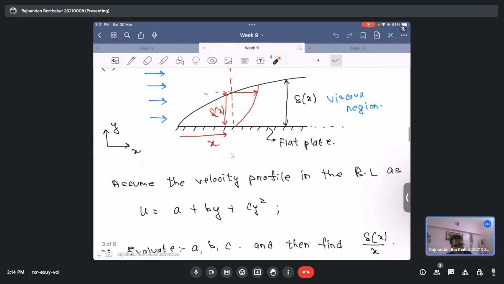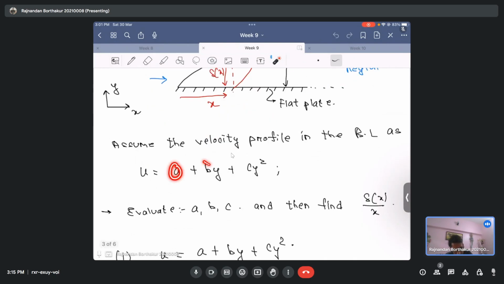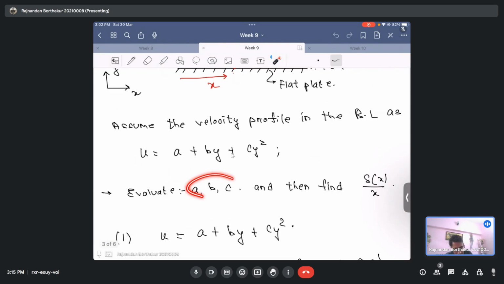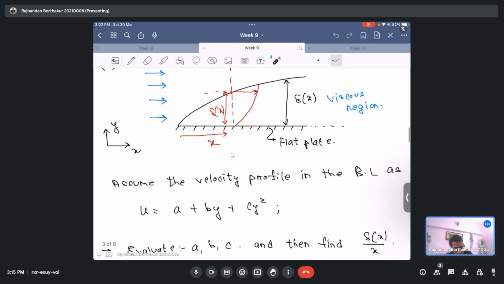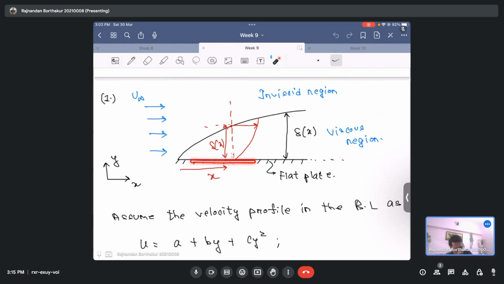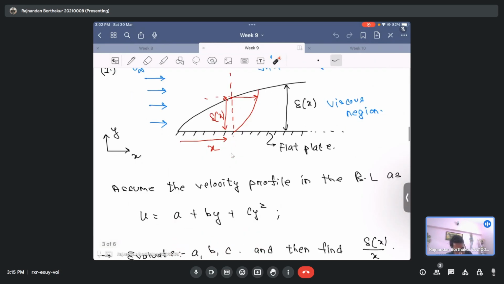The question stated that the velocity profile was given by a parabolic function whose constants a, b, and c were not known. So the first task was to solve for these constants a, b, and c by using the appropriate boundary conditions at the far field and at the point where the fluid layer is in touch with the plate, that is at y equal to 0. So we evaluated the constants by applying boundary conditions at y equal to 0 and at y equal to delta. As you can see, there are three unknowns.